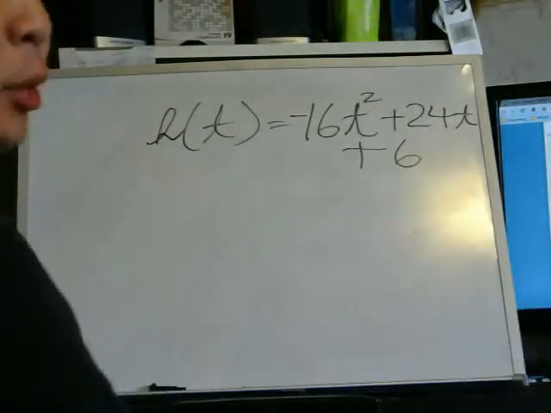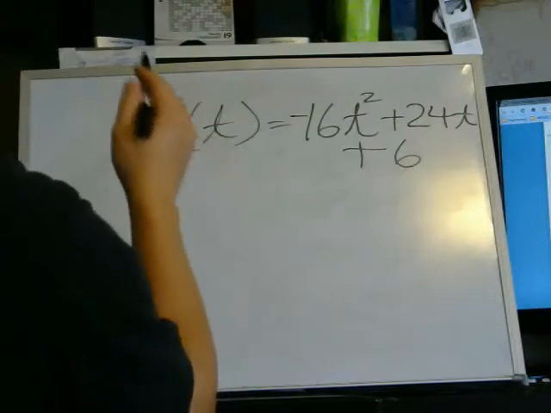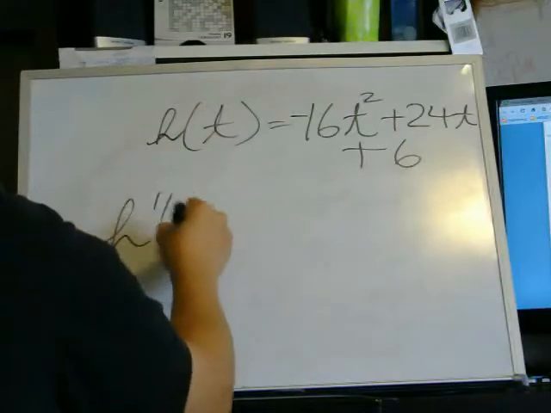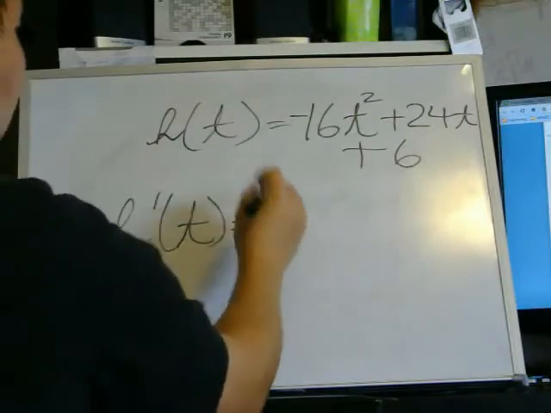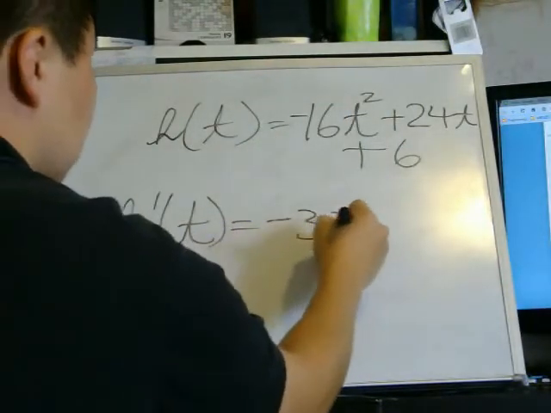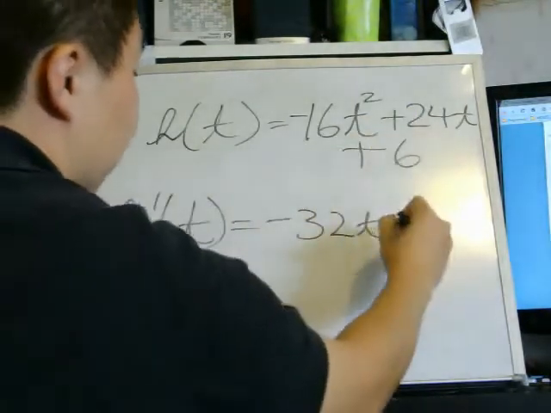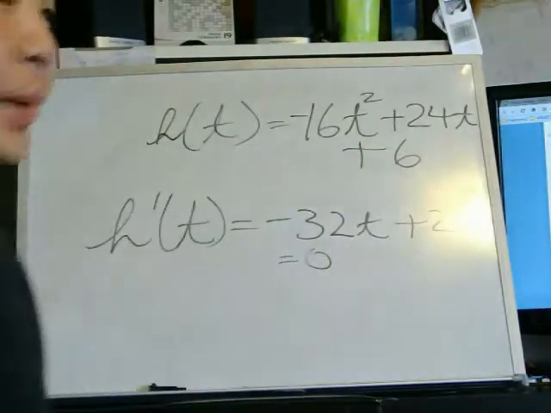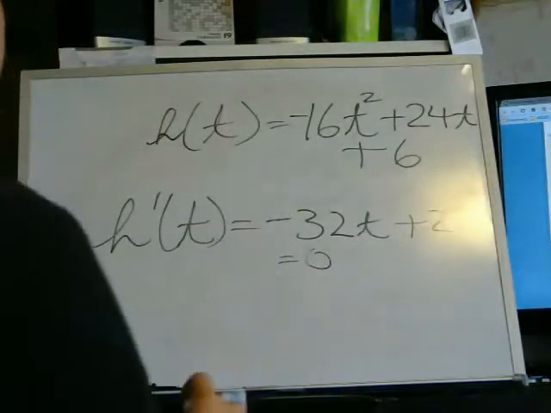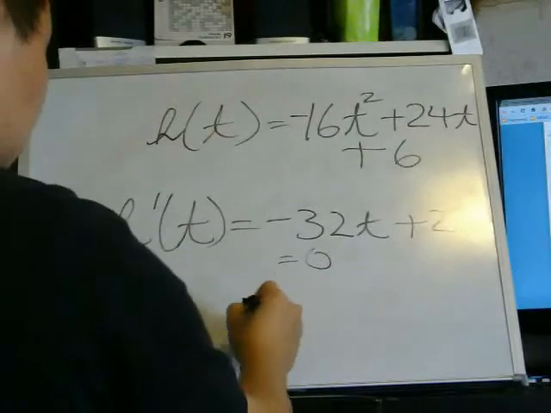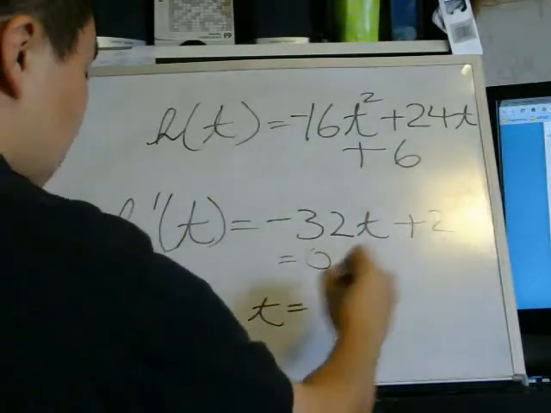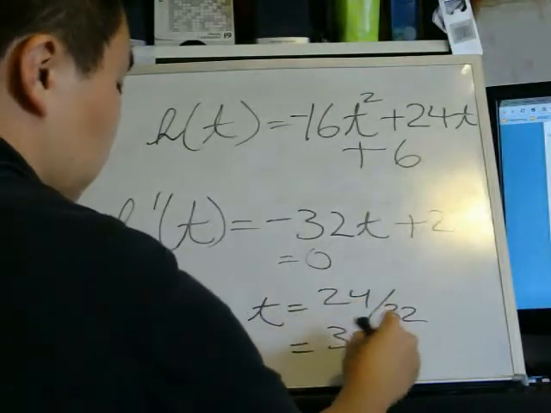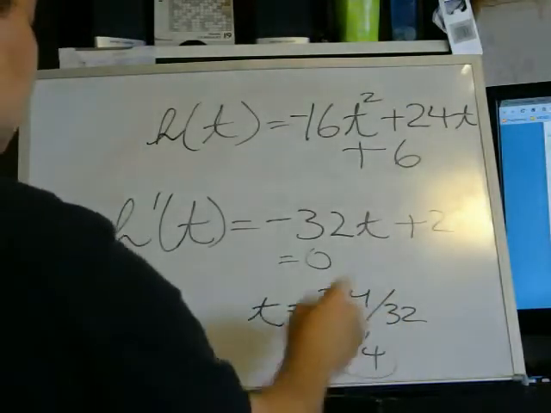Whenever you have to find a maximum or a minimum, you have to take the derivative of this function. So you take the derivative, then you get -32t plus 24 equals 0. Equals 0 because you're looking for a max or a min. Solve this problem. Your t equals 24 over 32, or 3/4. Simple.